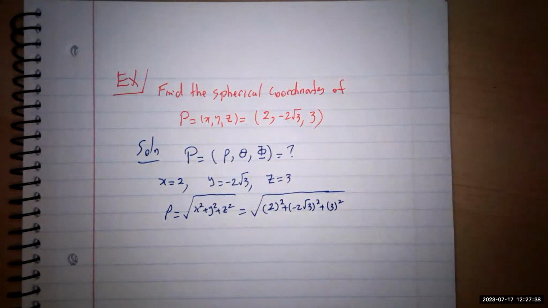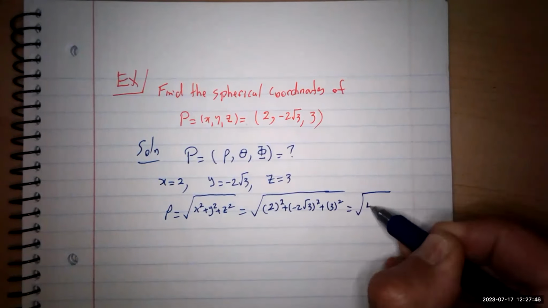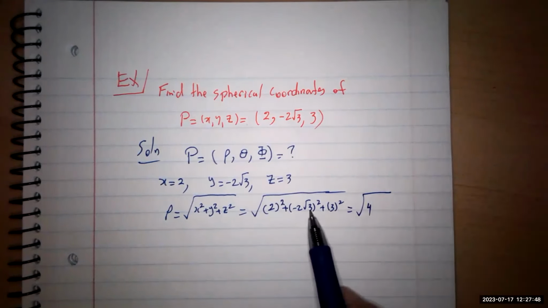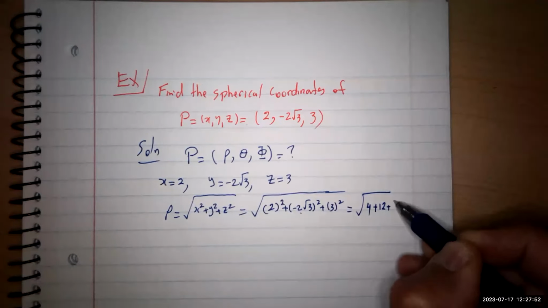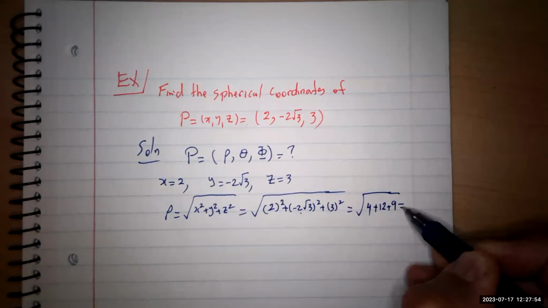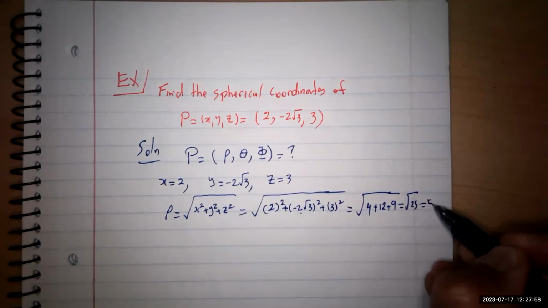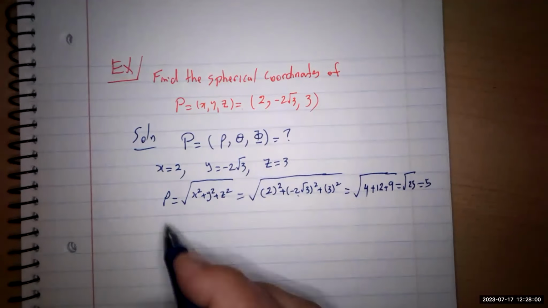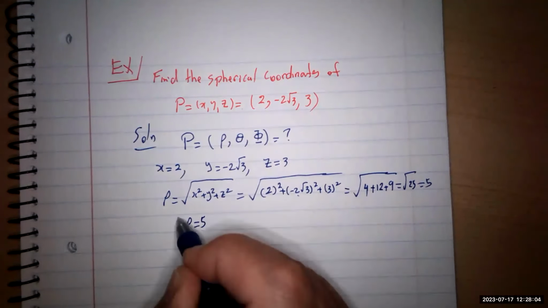2 squared is 4. The next one is 3 times 4, which is 12. And 3 squared is 9. 4 plus 12 plus 9 is 25, and the square root is 5. Positive, remember. So rho is going to be 5, the distance.